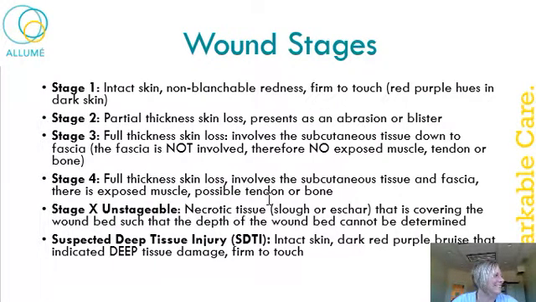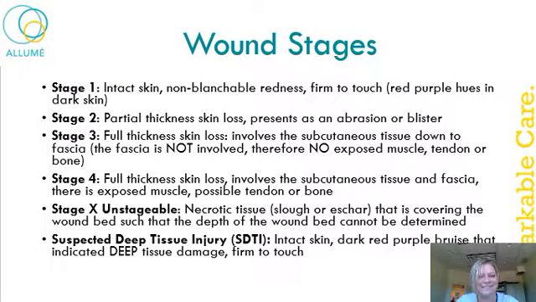Wound stages. There's a stage 1: intact skin, non-blanchable redness, firm to touch. Red-purple hues in dark skin. Stage 2: partial thickness skin loss. Presents as an abrasion or a blister. Those aren't good either. Stage 3: full thickness skin loss involves the subcutaneous tissue down to the fascia. Fascia is not involved, therefore no exposed muscle, tendon, or bone.